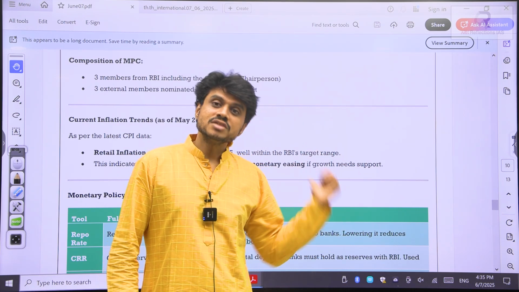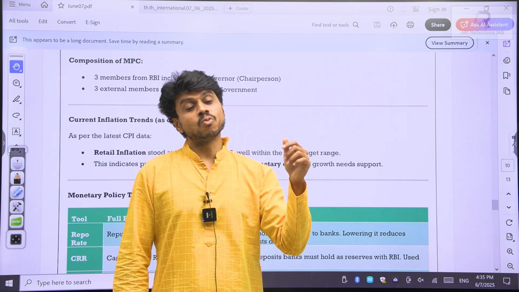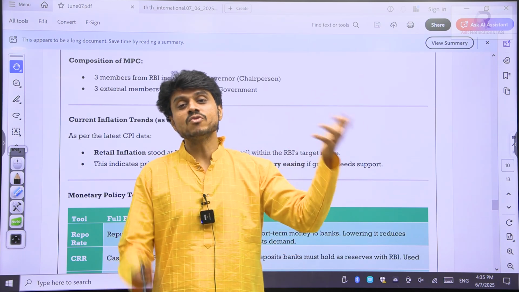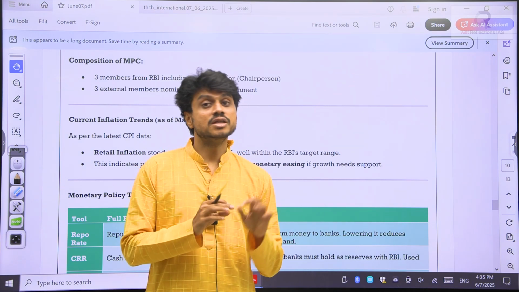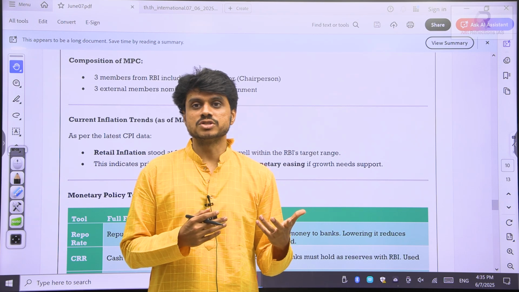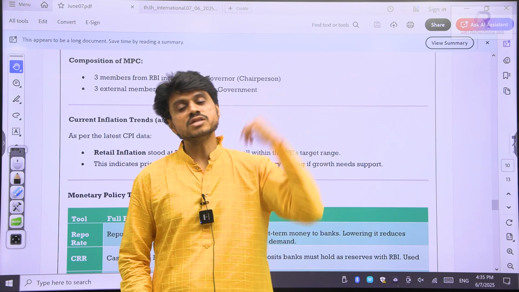In this case, RBI is able to reduce the interest rates. If inflation was high, what could RBI do in that scenario? Then that becomes a very tricky situation. It becomes very difficult. On one side there is high inflation.